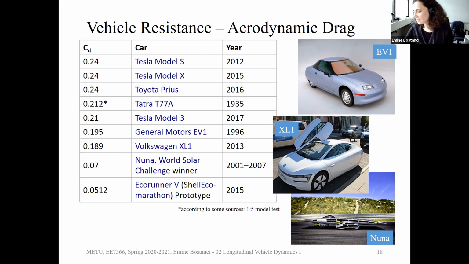And as you will see later, the aerodynamic drag is our trouble at high speeds. And usually the electric vehicles have problems reaching high speeds. Or if you want to reach high speeds, you need to really put in a big electric motor. So therefore, we will come to that later, that the aerodynamic drag is going to be important at high speeds. So this is XL1 and this is EV1.